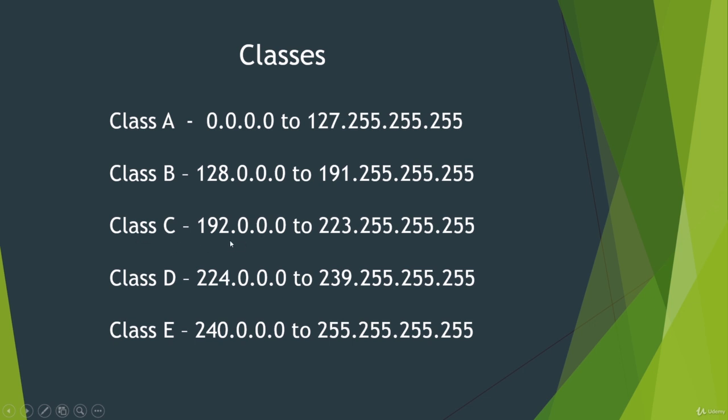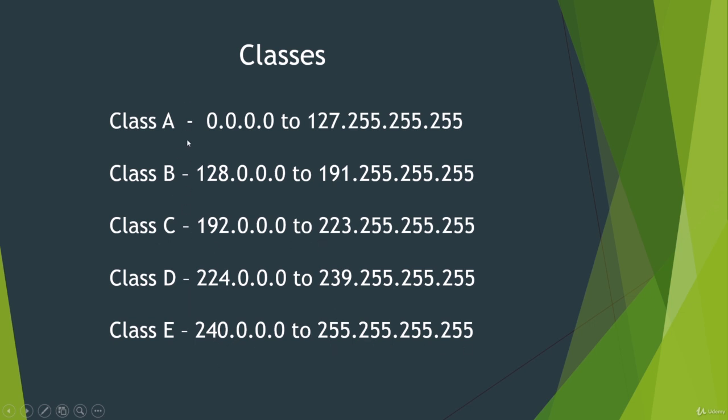And class C is from 192.0.0.0 to 223.255.255.255. This is the class C IP address range. And class D goes from 224.0.0.0 to 239.255.255.255, and the class E is the remaining, from 240 to 255.